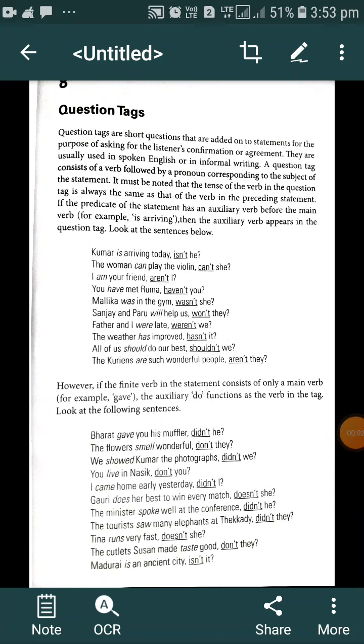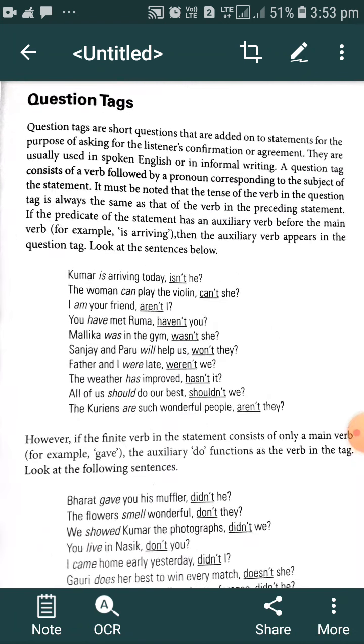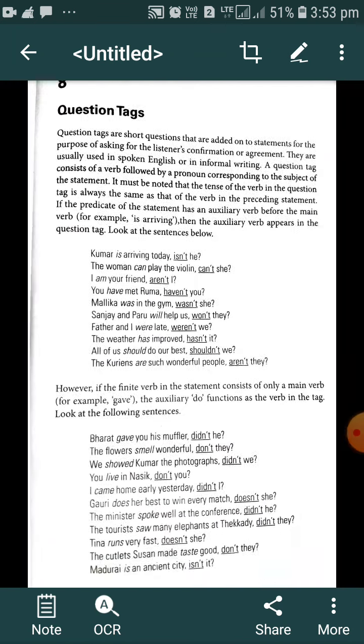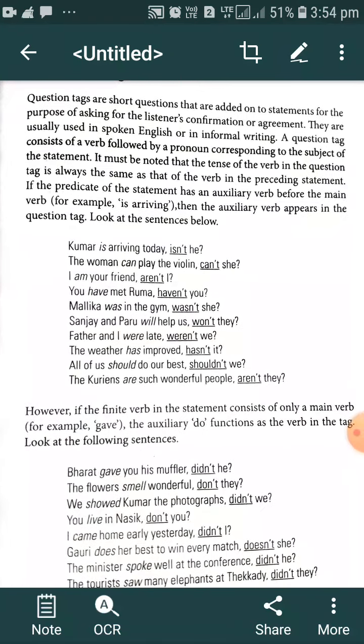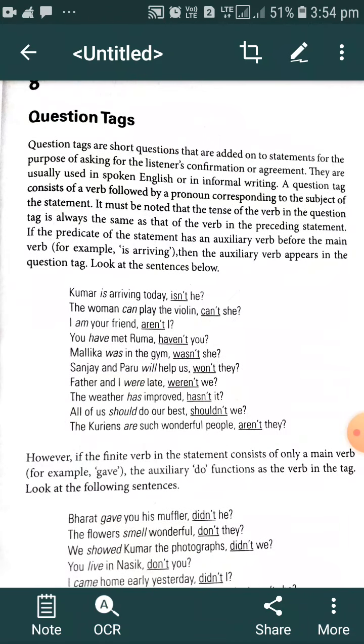Dear student, today we are going to discuss the grammar section in which we have the question tags. You might have learned this portion in your 12th or 11th standard, but for this year we have some questions on this particular portion.